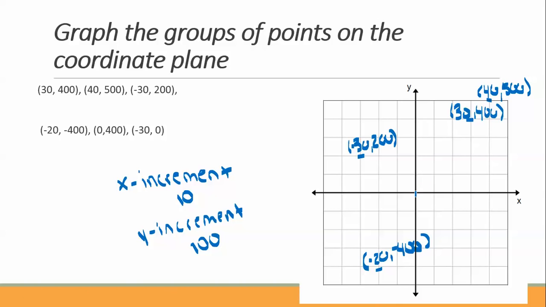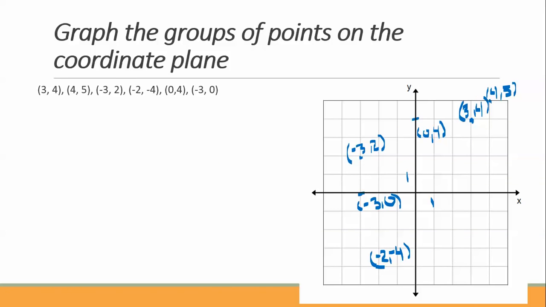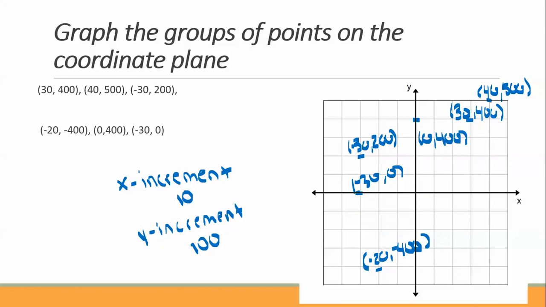Now, the next one we have 0 for the x. Again, we don't go left or right, but we want to go up 400: 100, 200, 300, 400. And then the last one, we have negative 10, negative 20, negative 30, and 0 for our y value, so we don't go up or down. Notice the points here and the points on the previous problem are the same points. It just differed by the increment.